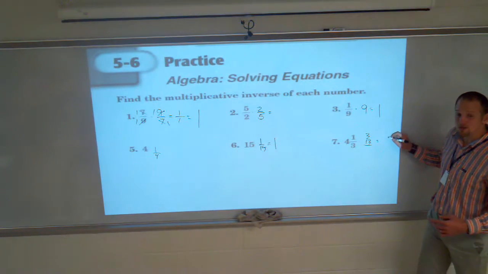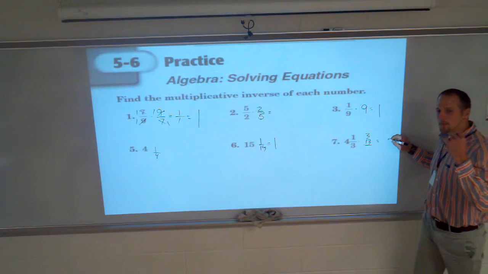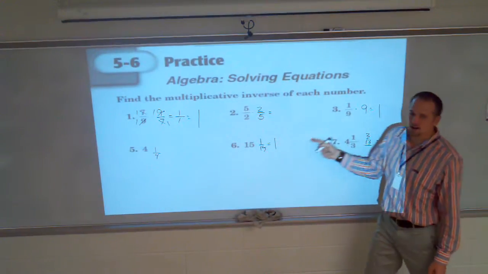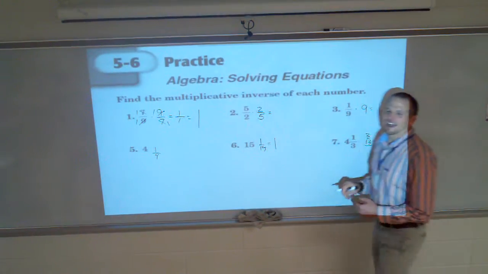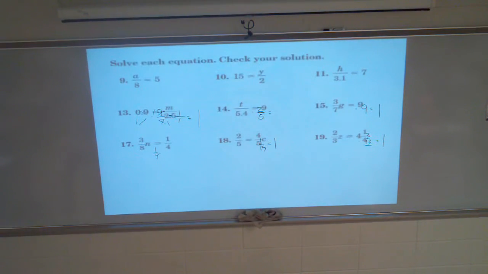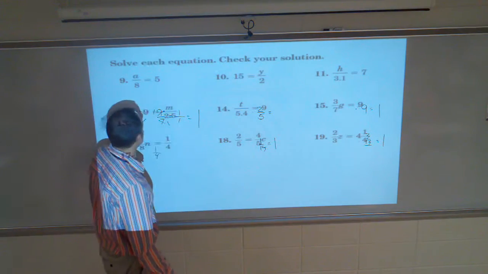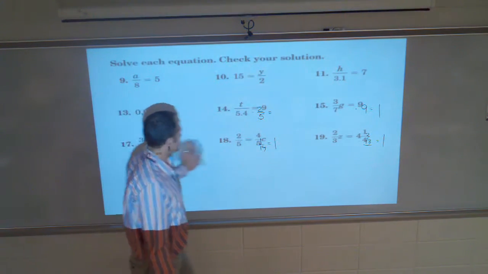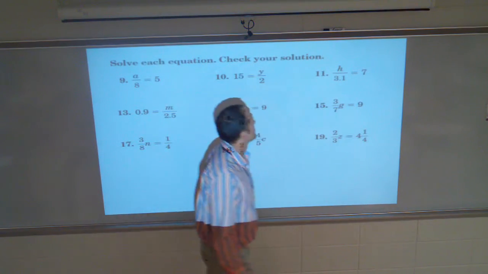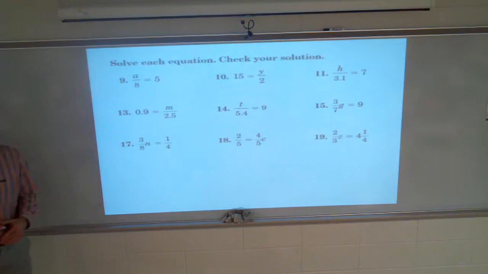what's a number times its inverse always equal to? I'll give you a hint. It's written there, and there, and there. 1. A number times its inverse is always 1. Now, let's look at these. All right. Now, we are going to solve for a variable. All right? Solve for a variable.